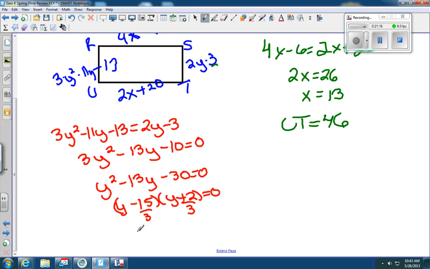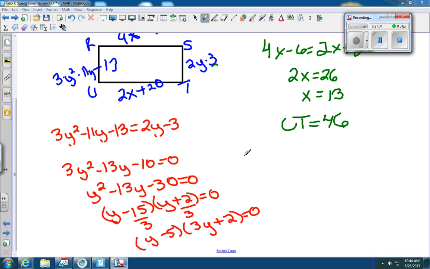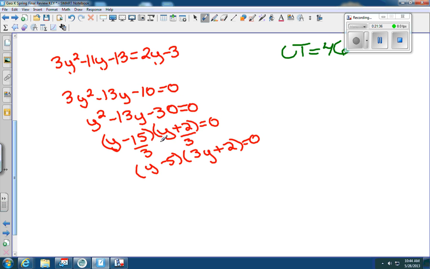So I get 3y minus 5 and, oops, I'm sorry. That's not right. Forgot to reduce first. Okay, so sorry about that. So 15 divided by 3 is 5, so I get y minus 5. And then this doesn't reduce anymore, so I get 3y plus 2. So my answers are y equals 5 when you solve that, and y equals negative 2/3. And some of you can realize that all you have to do is take this, reduce it, take this, reduce it, and change the signs.